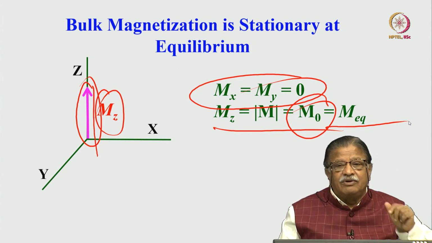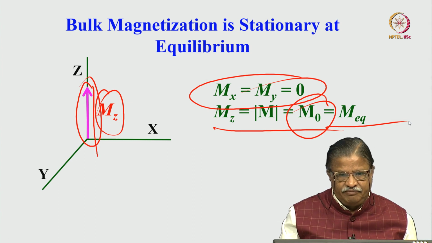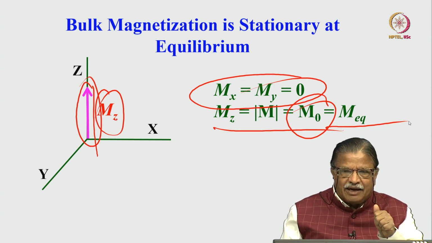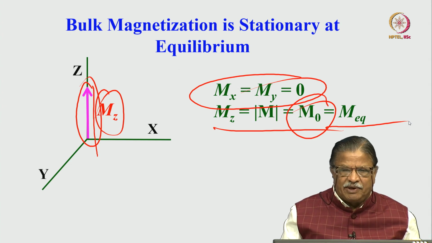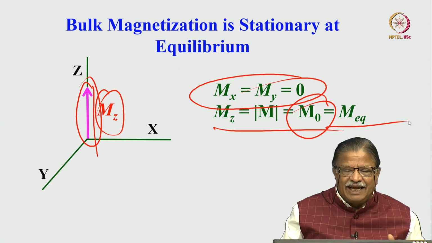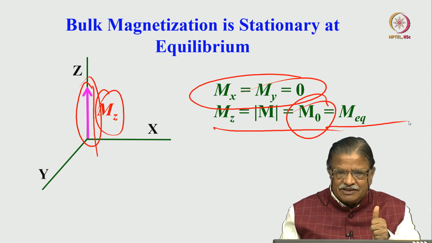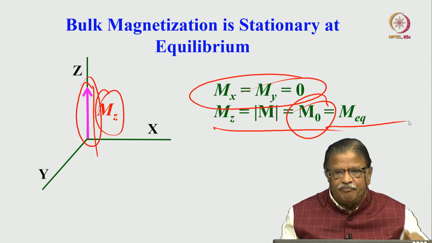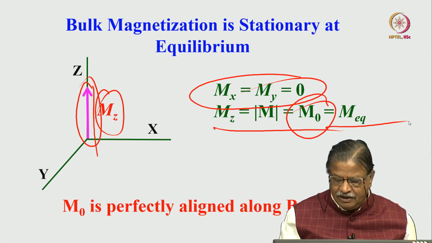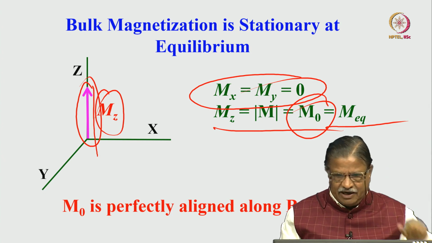Remember, individual magnetic moments are moving. When I take into account the random phase approximation, then I can generate a small magnet, a tiny magnet, because of the difference in spin population and addition of vectors along plus z and minus z. Then this tiny magnet is a bulk magnetization which is stationary along the z axis and is perfectly aligned along the z axis, along the B naught field.